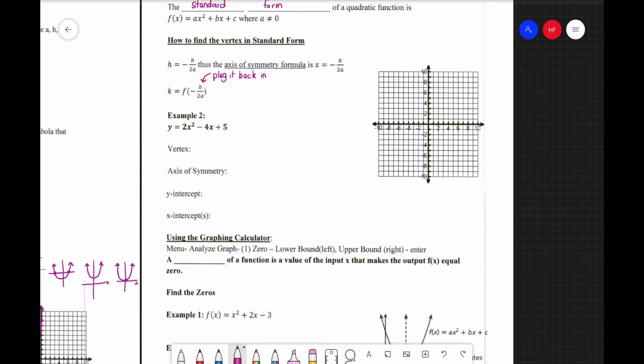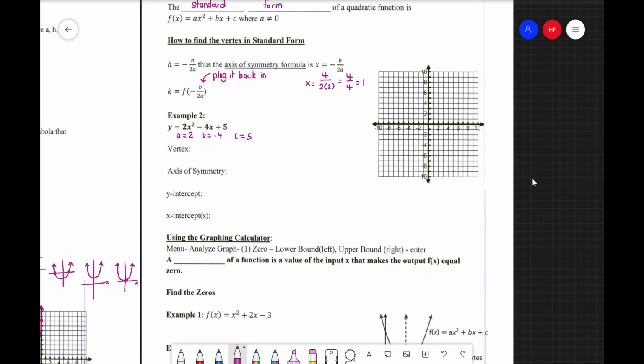So on the second example, we're given 2x squared minus 4x plus 5. This is in standard form. So in order to find my vertex, I have to find my axis of symmetry first. So a equals 2, b equals -4, and c equals 5. So then I'm going to go x equals -b, so negative of -4, positive 4, over 2a, 2 times 2, so 4 over 4, x equals 1.